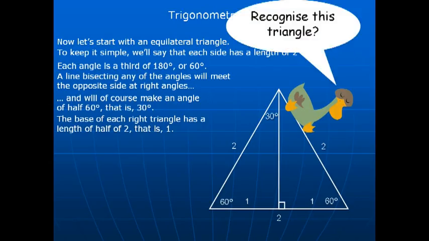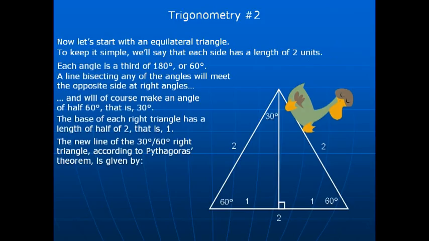Recognize this triangle? The new line of the 30-60 right triangle, according to Pythagoras' theorem, is given by h squared equals a squared plus b squared. So 2 squared equals 1 squared plus a squared, or a squared equals 2 squared minus 1 squared, which is 3. So a is the square root of 3, which equals 1.7321.